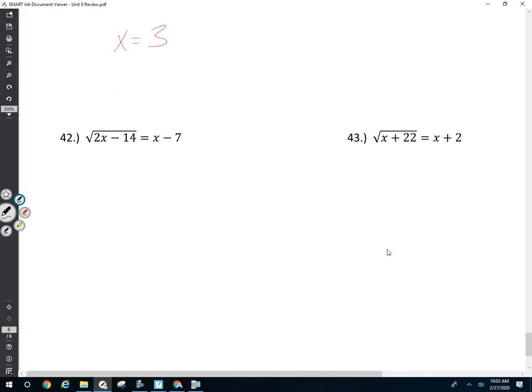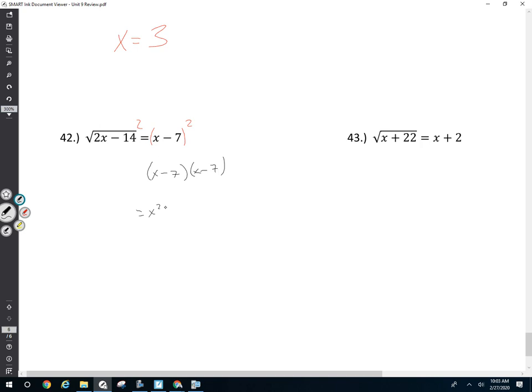Okay, I got an isolated square root, but what happens if I want to get rid of it? I've got to square both sides, but here's the problem. If I square the right side, I'm not just going to get x squared minus 49. No, we know that's not correct, because x minus 7 times x minus 7 does not give us x squared minus 49. It gives us x squared.